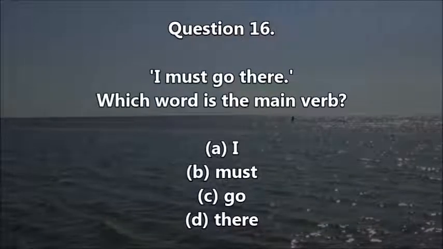Question 16. I must go there. Which word is the main verb in that sentence? A. I. B. Must. C. Go. Or is it D. There?